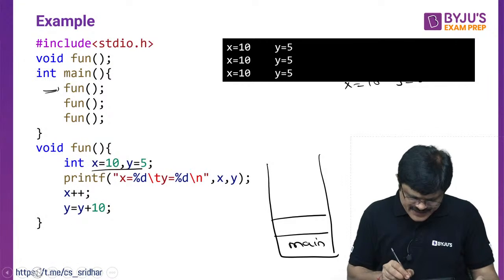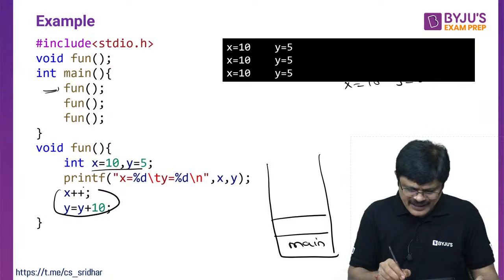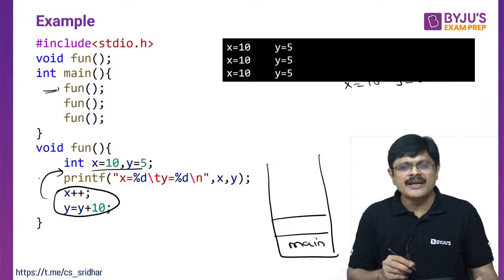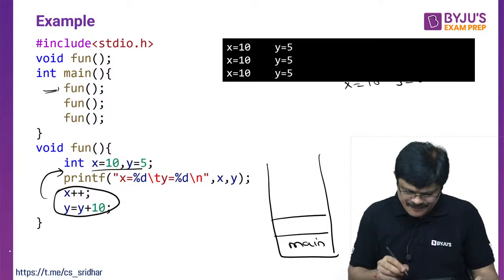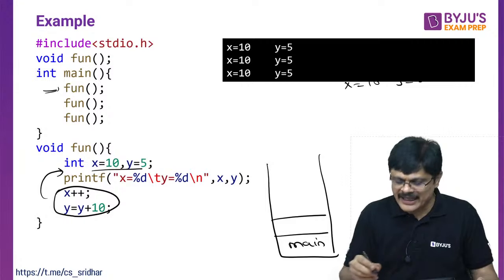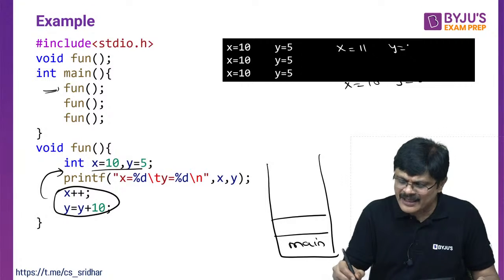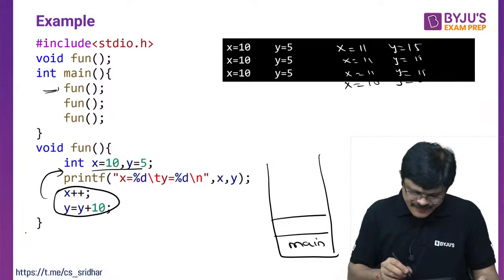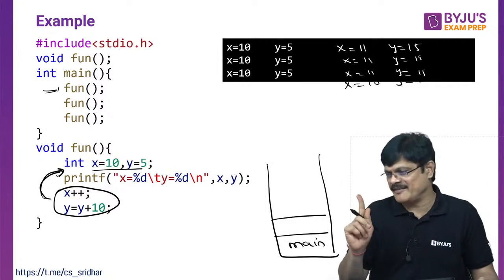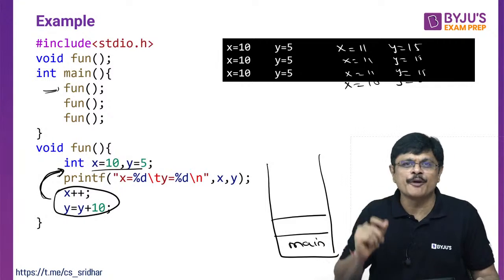suppose you write this increment of x and y value before the print. Every time what will be printed, sir? If you do this activity before printf, every time what happens, sir? X will be 11 and y will be 15. Suppose if you do this before printf, my dear friends.